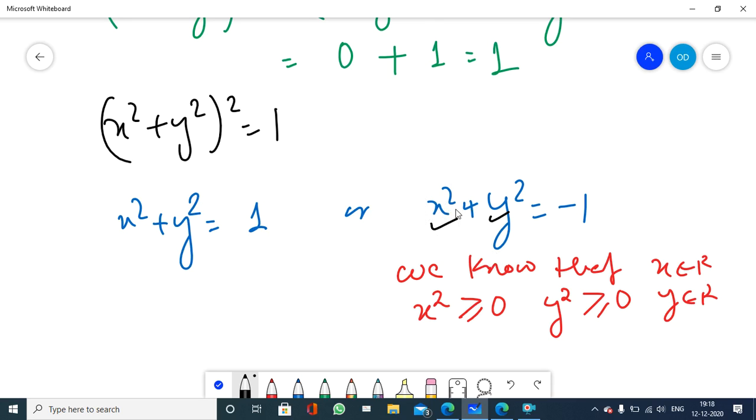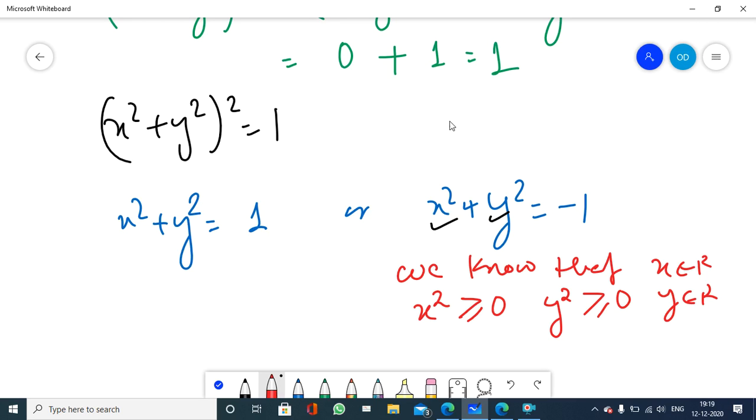Now you tell me, is it possible that if you add two non-negative numbers, in return you get a negative number? Is it possible that by adding two non-negative real numbers you get a negative real number?